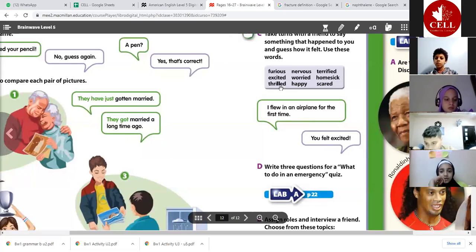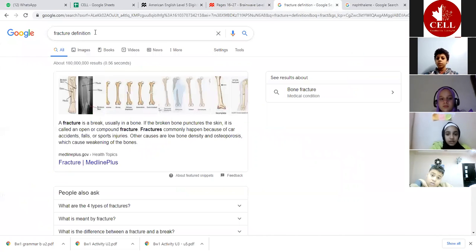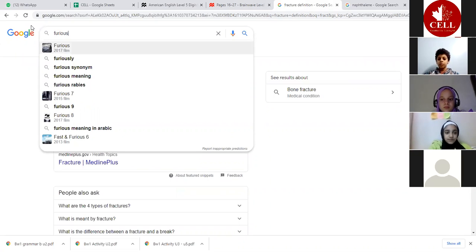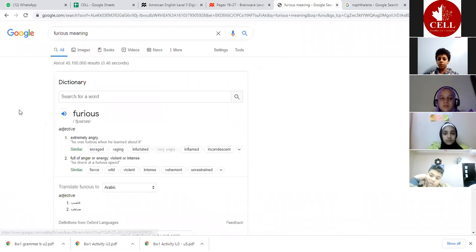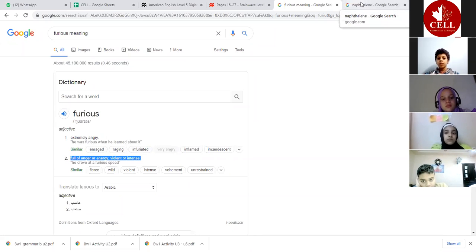I know. Furious means... Furious, I don't know. You don't know the meaning? Okay, what's the meaning of furious? Extremely angry. He was furious when he learned about it. Full of anger, violent or intense. Furious, meaning when you are so angry that you want to kill someone.